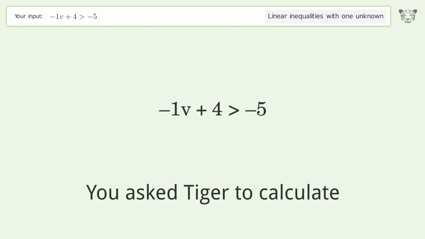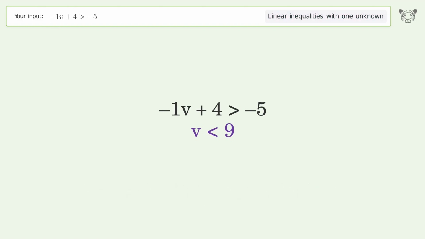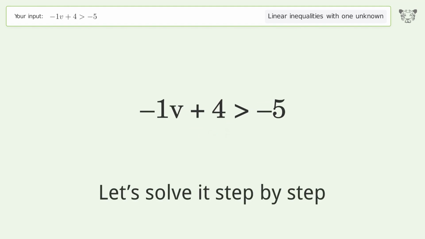You ask Tiger to calculate. This deals with linear inequalities with one unknown. The final result is v smaller than 9. Let's solve it step by step.